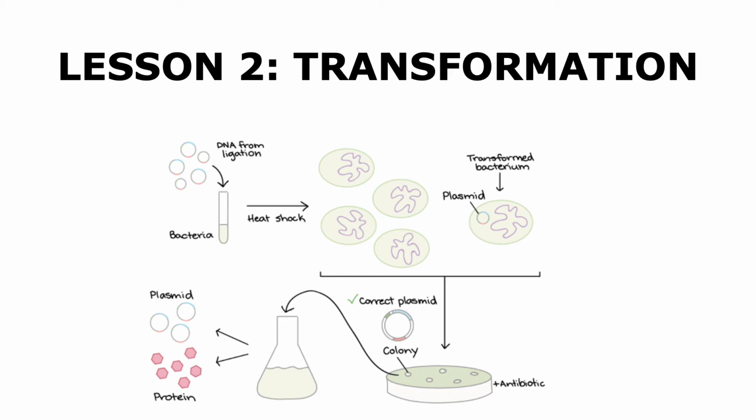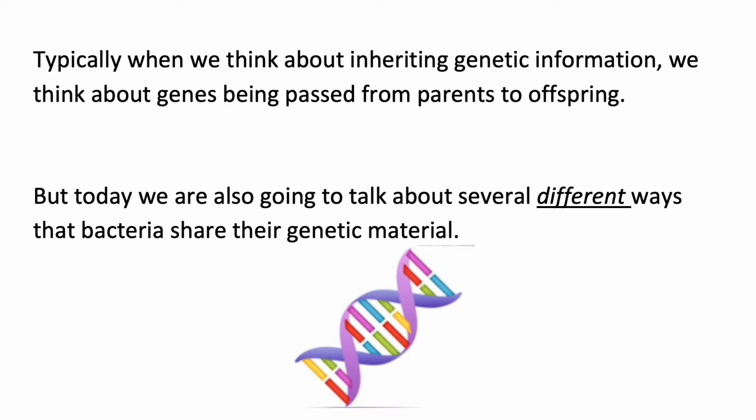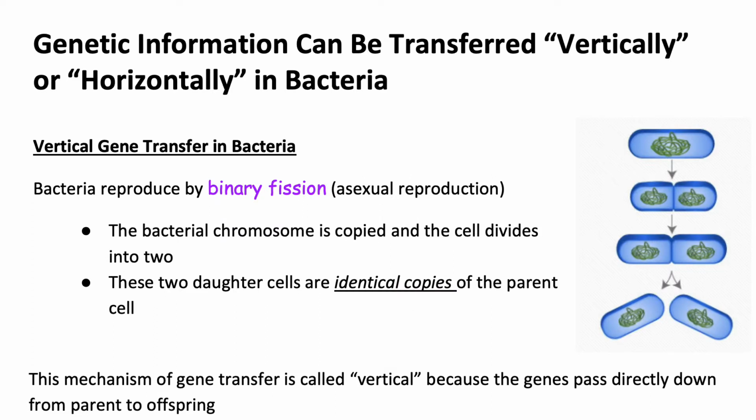In today's lesson, we're going to learn about bacterial transformation and what that means. So typically when we think about inheriting genetic information, we think about genes being passed from parents to offspring. But today we're going to talk about several different ways that bacteria share their genetic material. So genetic information can be transferred vertically or horizontally in bacteria.